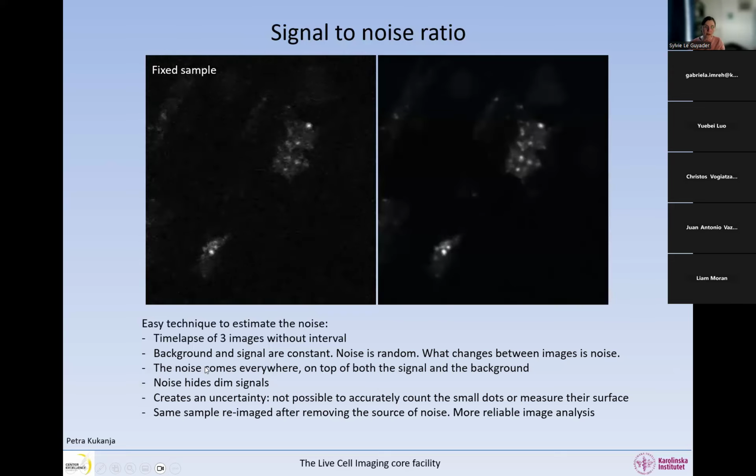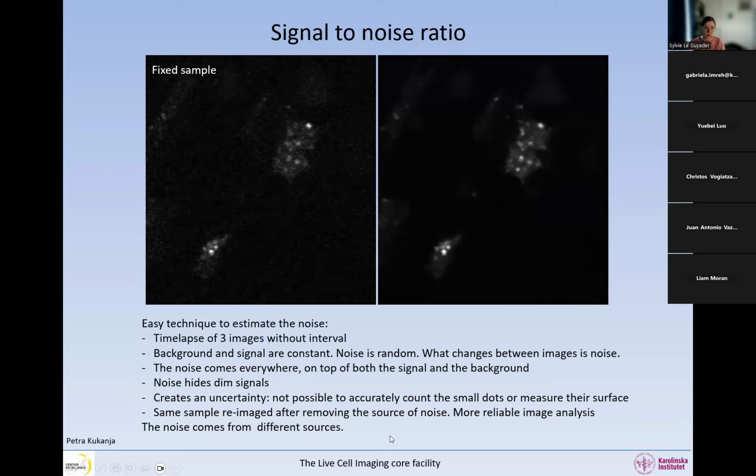So now we re-image this sample with different settings conditions, and I will tell you how to do that. You can see in this new little time lapse that it is much easier for us to know how many dots we have and what shape they have, because we have removed the source of noise. So we have a more reliable image analysis. The data is stronger.